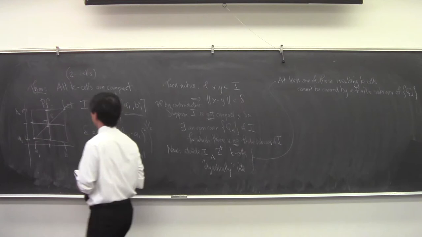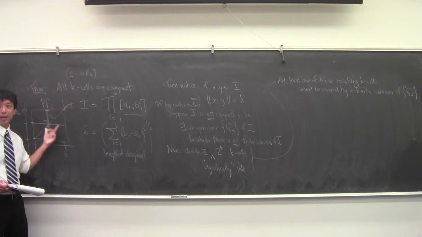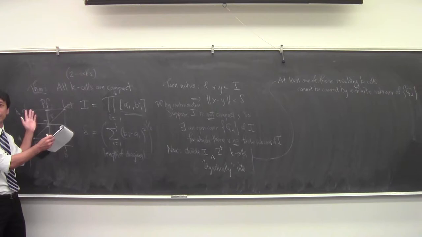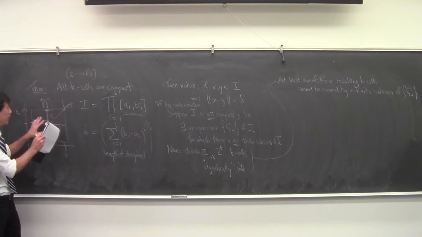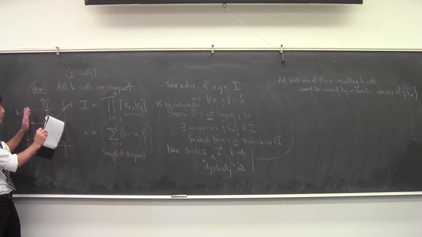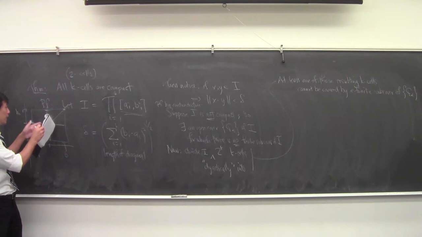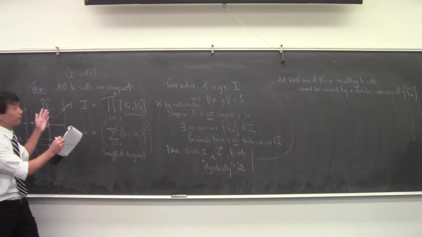Right? Because if they all could be covered by finite subcovers, that would give you a finite subcover of the original. And we know that there's no finite subcover of the original. I'll say it again: for the original I, there's no finite subcover. Now we divide it into four. For one of these, it must be that there's no finite subcover, because if there were finite subcovers for each of these, we'd have a finite subcover for the original I, and we don't.